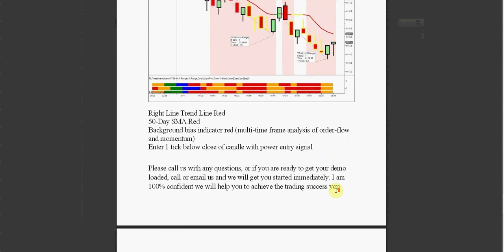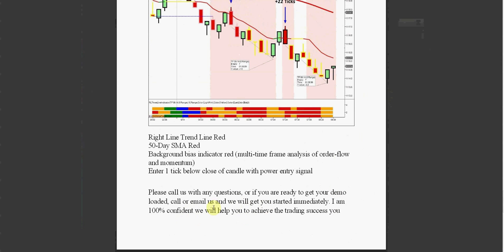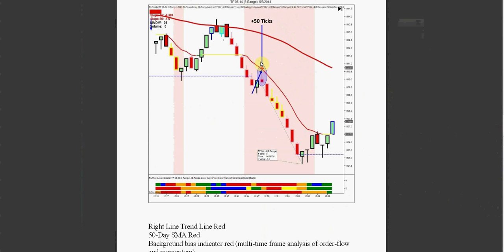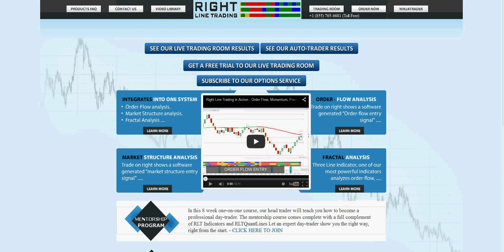Alright, so that's kind of the basic setups here. And of course they have their phone number on the website that you guys can call if you have any questions. But everything looks pretty self-explanatory. And also in the trading room, he tells you exactly when to take trades, where he's taking trades, I should say. And I'll let you guys see that here in a second.